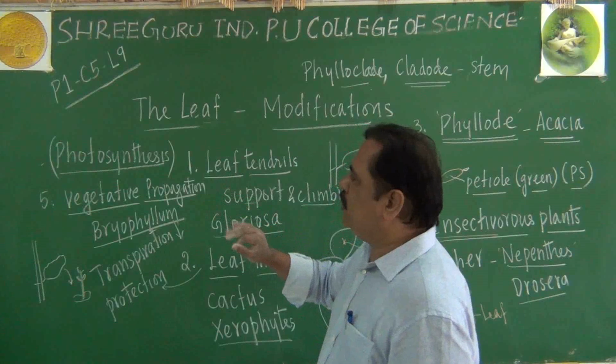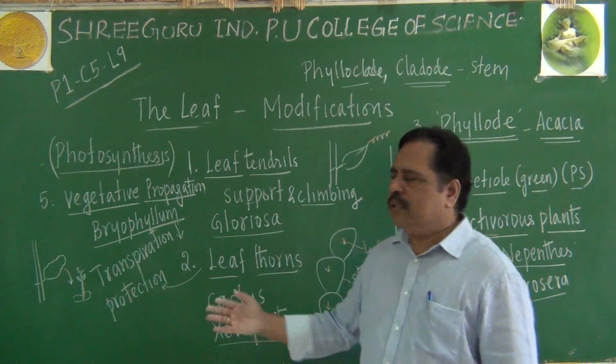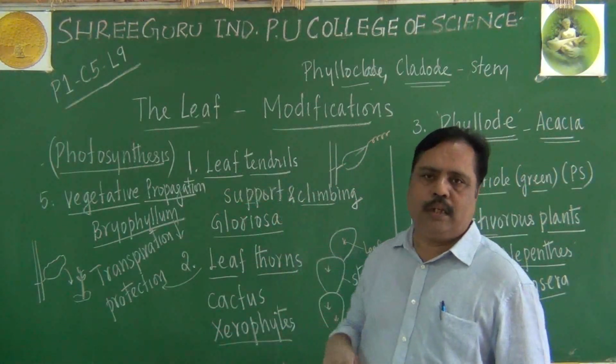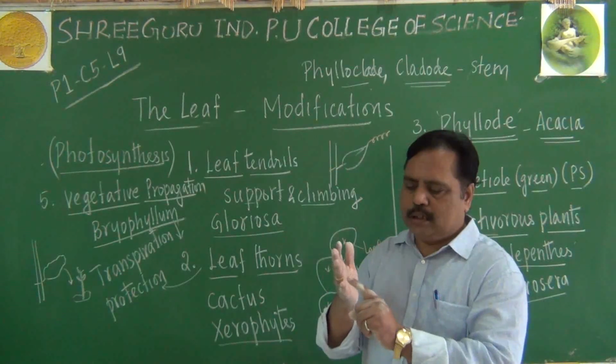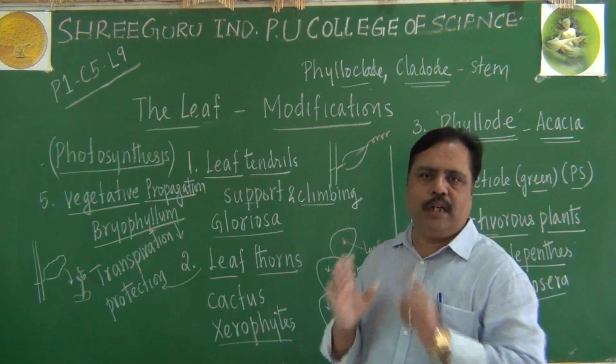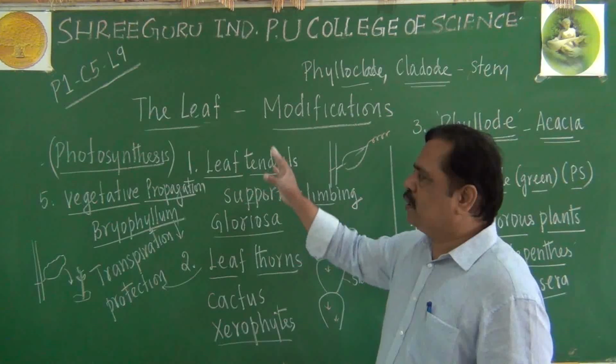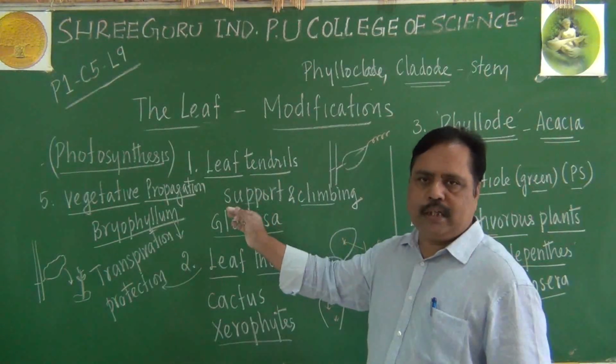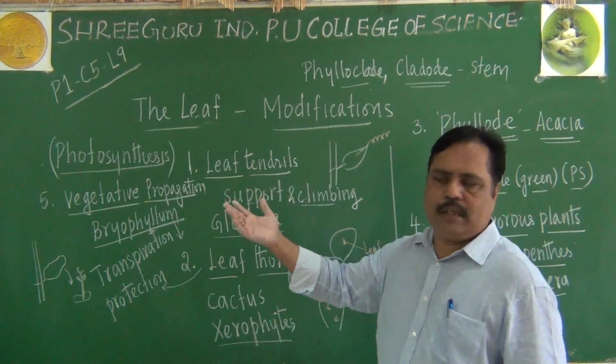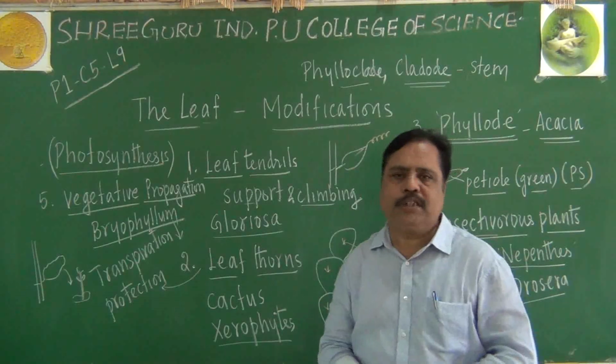Let me stop with this in this class. With this we have completed about leaf. So dear students, root, stem and leaf. These three morphological structures we have completed. Let us go for flower in the next class. Okay. Let me stop with this. Thank you.